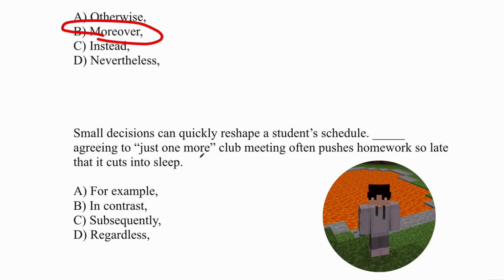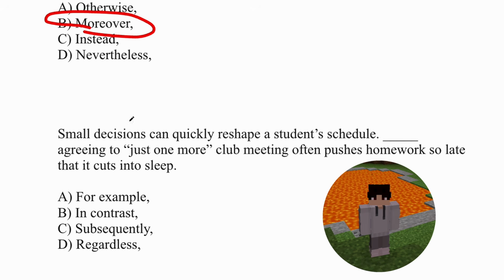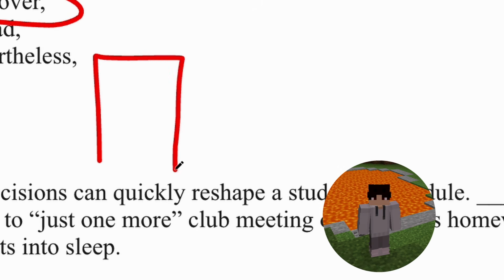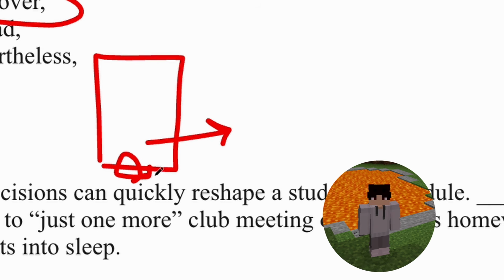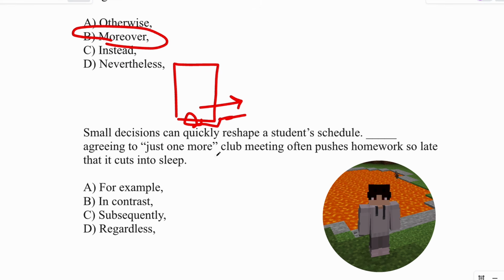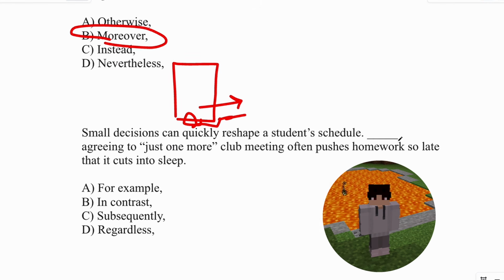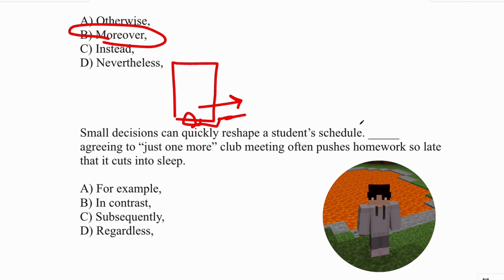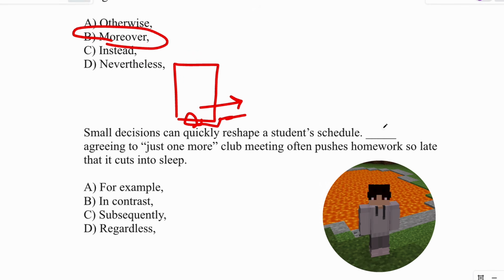Small decisions can quickly reshape a student's schedule. Okay, so it's saying that if I have a certain amount of time per day and I add a new thing in here, it's going to overflow basically. Agreeing to just one more club meeting often pushes homework so late that it cuts into sleep. So the second sentence is essentially providing an example of the first sentence, one of those providing-example ones. For example, yep, that works.